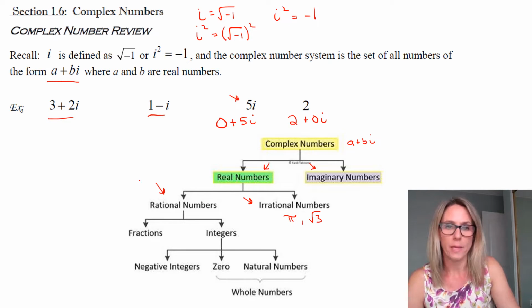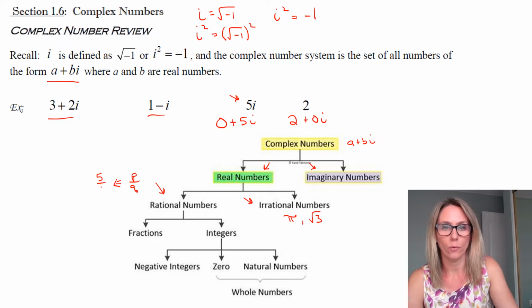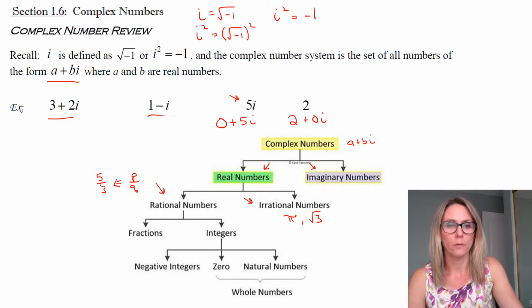Rational numbers are anything that can be written as a fraction, p over q. So for example, you could have 5 over 3. That's an example of a rational number. You could also have 2, because you can write 2 as 2 over 1. So anything that can be written as a fraction.